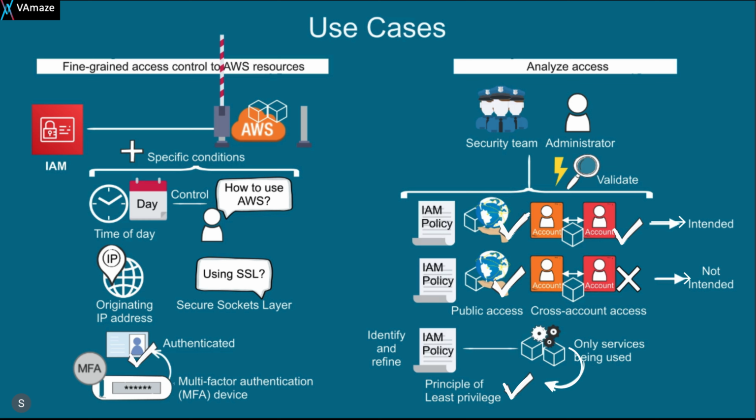IAM helps you analyze access across your AWS environment. Your security teams and administrators can quickly validate that your policies only provide the intended public and cross-account access to your resources. You can also easily identify and refine your policies to allow access to only the services being used. This helps you to better adhere to the principle of least privilege.